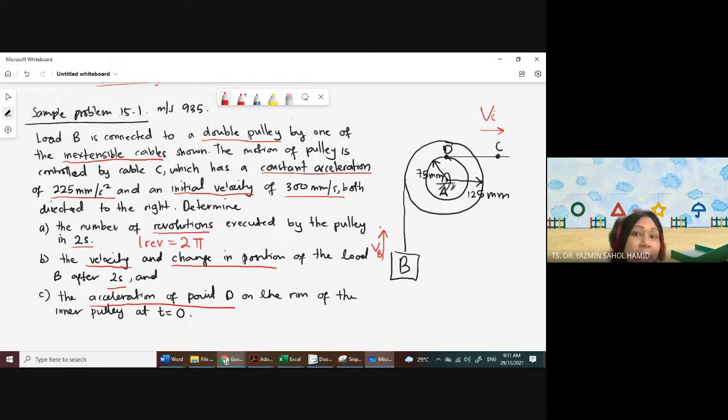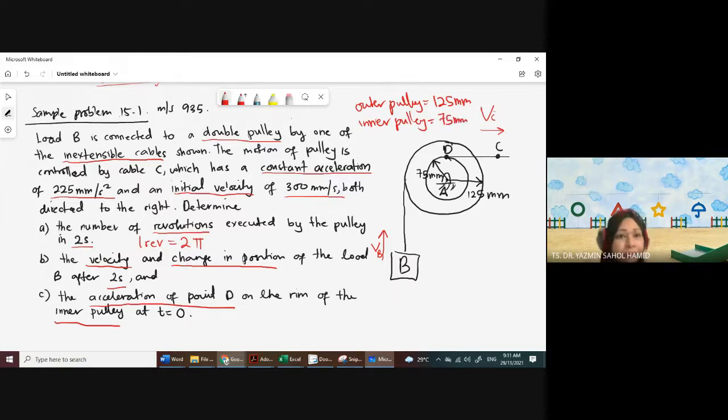Kat sini dia highlight inner pulley. You kena faham dia ada outer pulley dengan inner pulley. Kalau outer pulley ni, dia ada dua outer pulley, dia punya radius berapa? 125. Inner pulley radius dia berapa? Takut you silap. 75 mm.